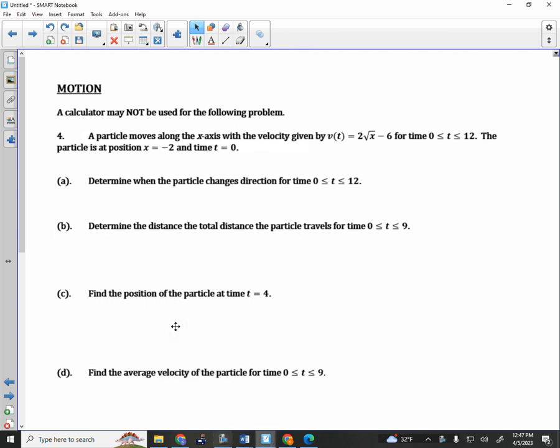Yeah, so we're going to see how that goes. So the particle moves along the x-axis with the velocity given by this from time 0 to 12. The particle is at position x equals -2 at time equals 0.